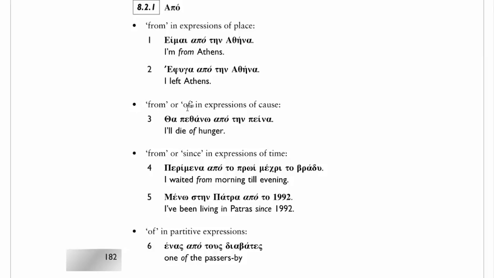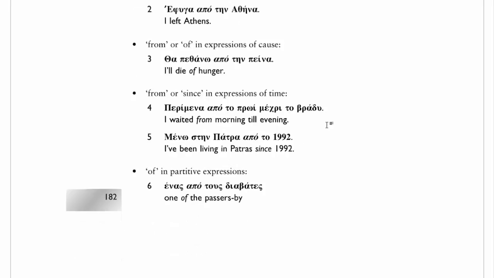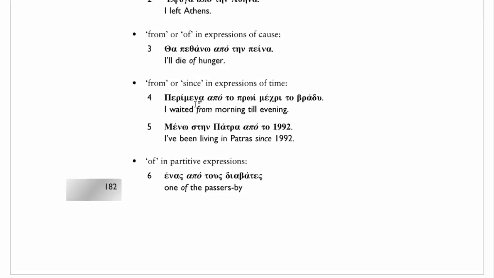Moving on: from or of in expressions of cause. Tha pethano apo tin pina. I'll die of hunger. From or since in expressions of time. Perimena apo to proi mehri to vradi. I waited from morning till evening. So apo to proi, from morning, mehri to vradi, till evening, or up to or until.